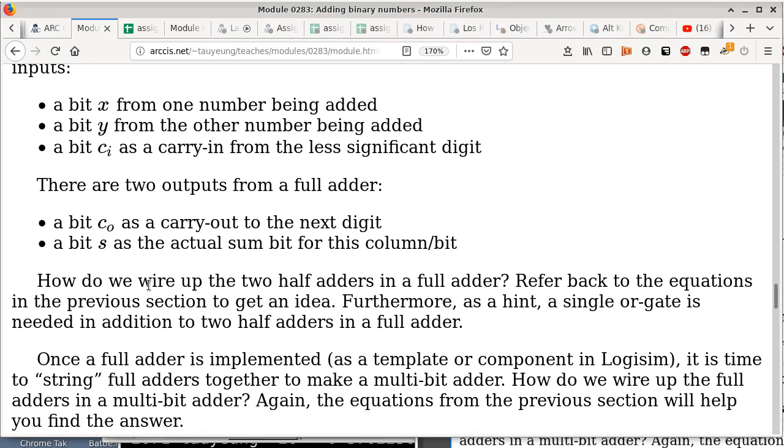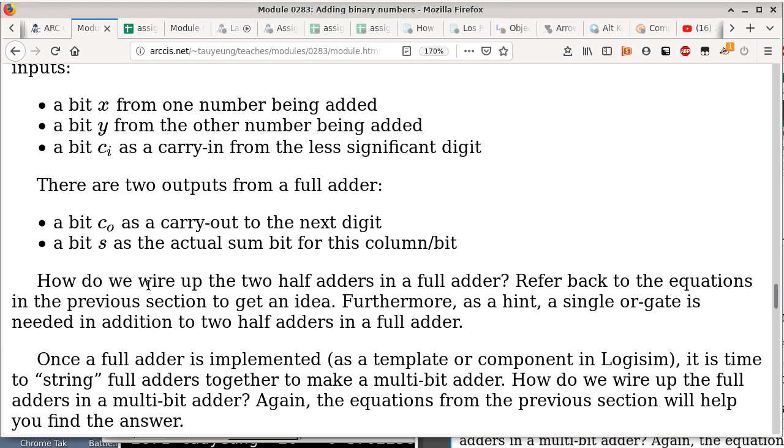So a full adder has 3 input pins. The first two input pins are X and Y, which correspond to bits of a number, or two numbers that you are given. The third input is the carry coming from the previous column when you do a multi-digit addition. Is that okay?